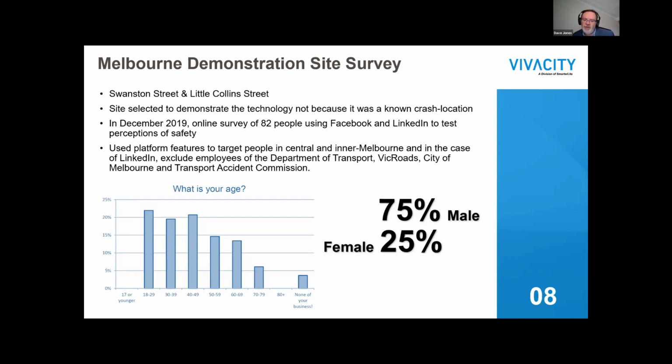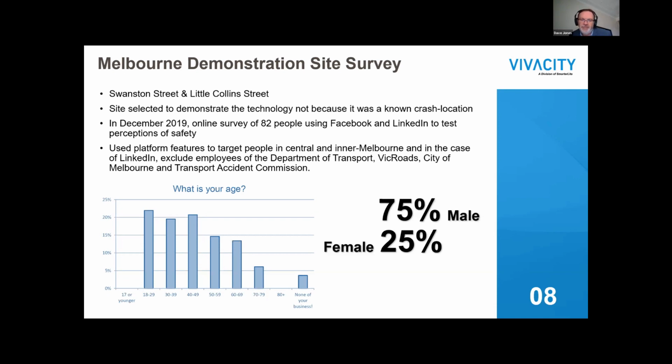So we were thinking about what we could do just to test perceptions of safety, much like the South Koreans did. So we did a similar small survey. We did ours online and had 82 responses in a short period in December 2019. We used Facebook and LinkedIn to test perceptions of safety. And we targeted people in central and inner Melbourne. In the case of LinkedIn, because it has these features, we excluded people that had identified themselves as employees of the Department of Transport, VicRoads, Regional Roads Victoria, City of Melbourne and Transport Accident Commission. They were obviously people that are directly involved in the project, as were our own employees.